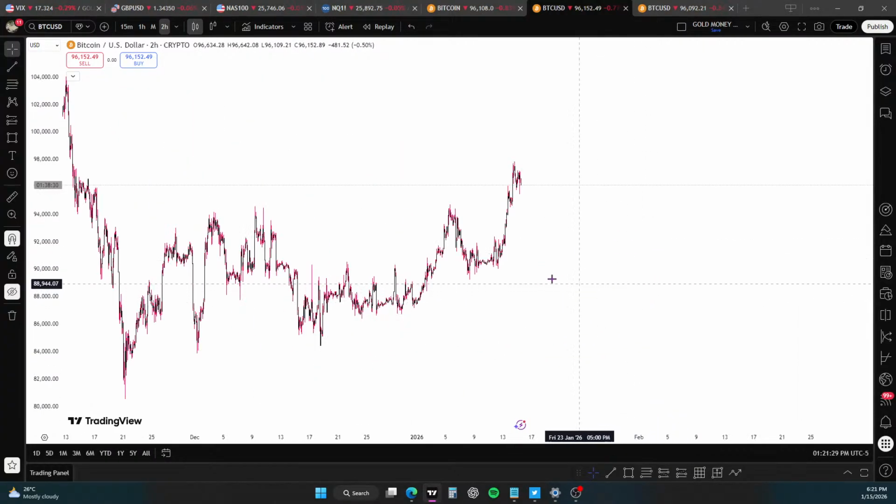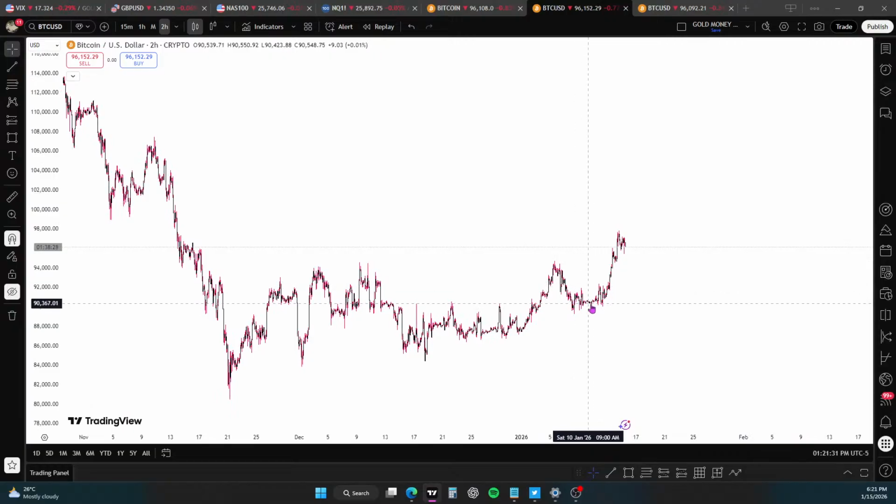So because of that, it might not want to come all the way back down into here straight away. It might just consolidate above all of this for a while. It's crazy how this looks exactly like this time distortion.